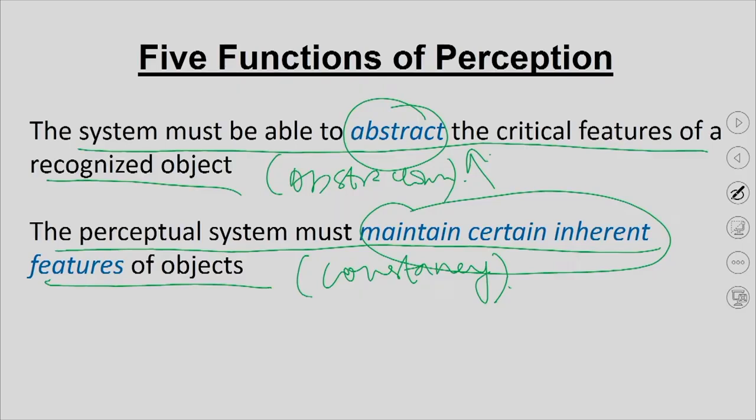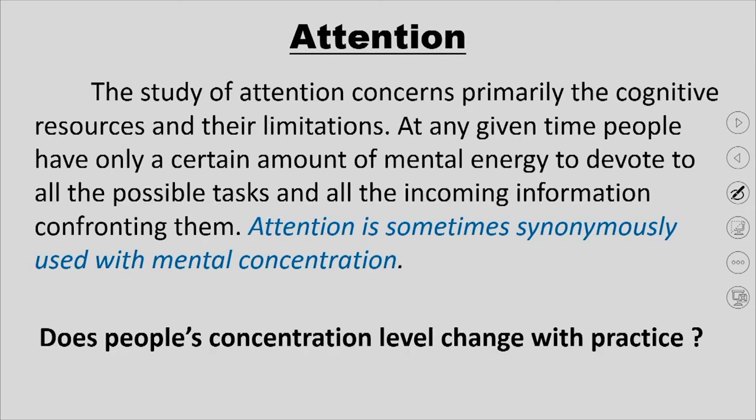And let's look at how attention really functions. So, the first step of perception where we start is called attention. Now, what is attention? First of all, attention is a mental filter, a filter in your brain, which the brain puts in front of the incoming stimuli, so that certain stimuli can be selected and certain stimuli cannot be selected.